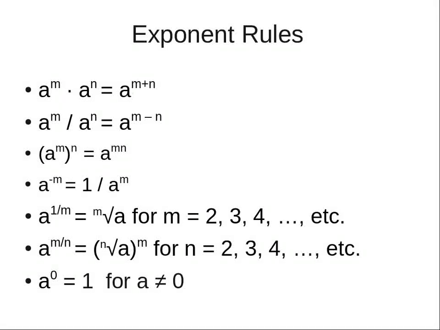All right, so moving right along, a to negative m is equal to 1 divided by a to the m. Please commit that to memory. And then a to the 1 over m is equal to the mth root of a, for m equal to 2, 3, 4, etc. And then a to the m divided by n is the nth root of a, that whole quantity raised to the m power. And that's true for n equal to 2, 3, 4, etc. And then what about 0? If you have a to the 0 power, that's equal to 1 for a not equal to 0.